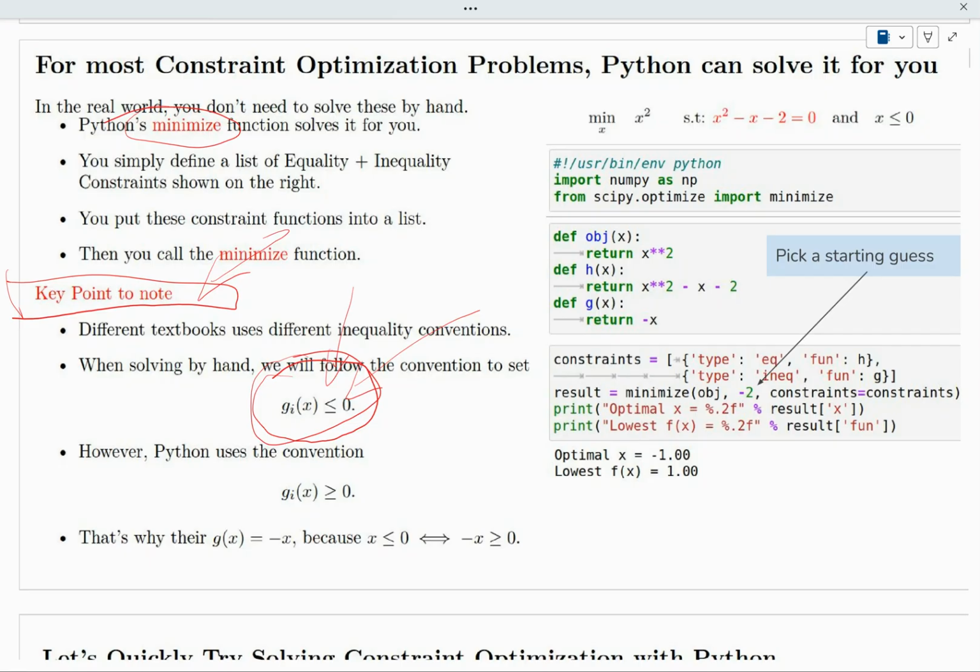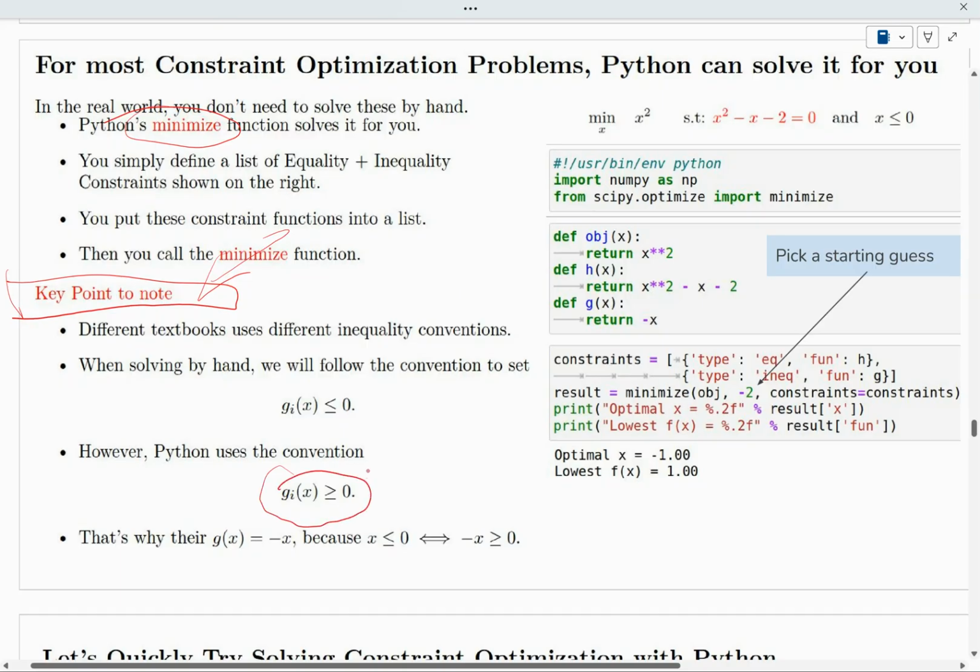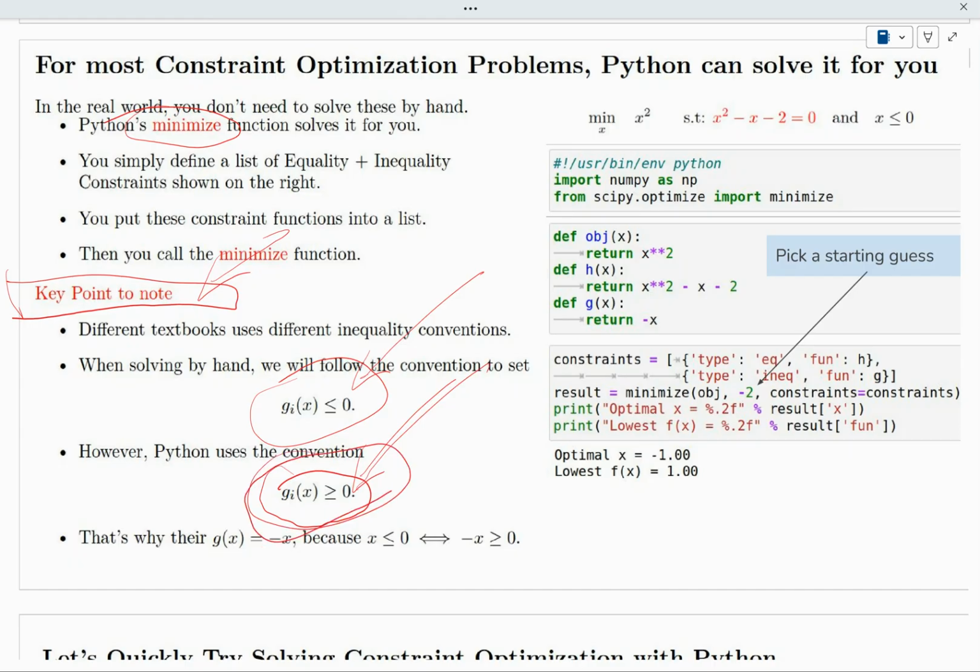You always put your function into this format to solve for the KKT conditions. Now, different textbooks teach things differently. The other convention is when g of x is greater than 0. We're not going to use that, mathematically speaking. When you're doing it by hand, always do it this way. However, Python uses that convention. Therefore, when you are putting your inequality constraint into Python, you need to put it to be greater than 0. So you've got to switch it around a little bit.